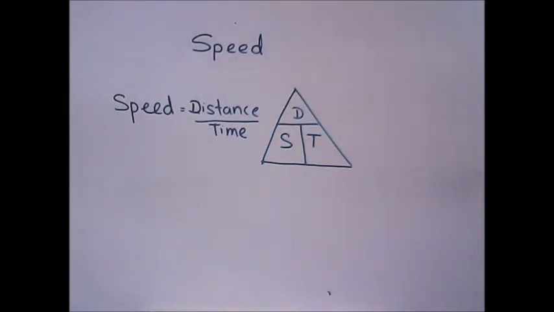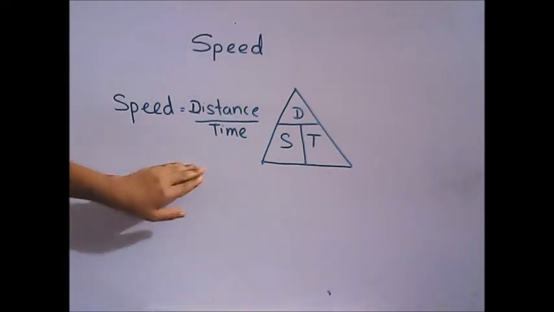Sometimes you are given distance and time and asked to find the speed, or sometimes you are given speed and time and asked to find the distance. Using this triangle, you can easily find the measurements.